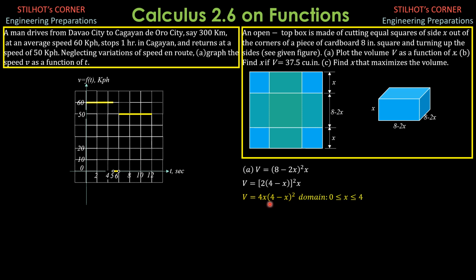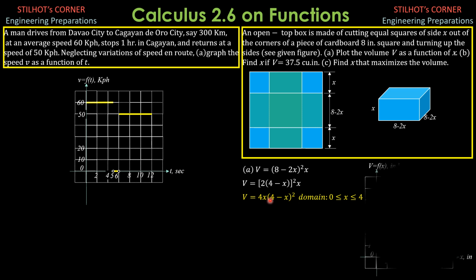Because when x is 0, volume is 0, and when x is 4, volume is also 0. So that should be the domain of x. Then from here, there is a dimension x such that the volume would be maximum. But before that, let's plot the volume as a function of x.